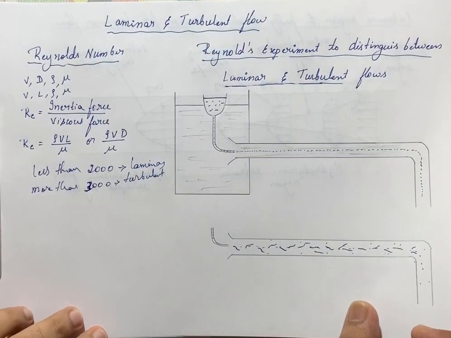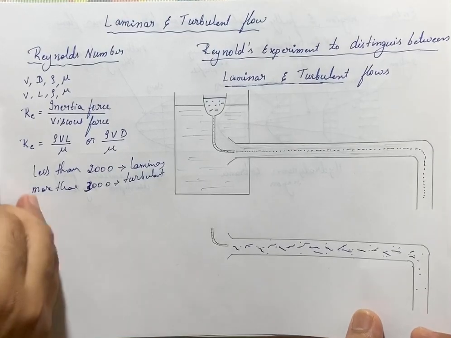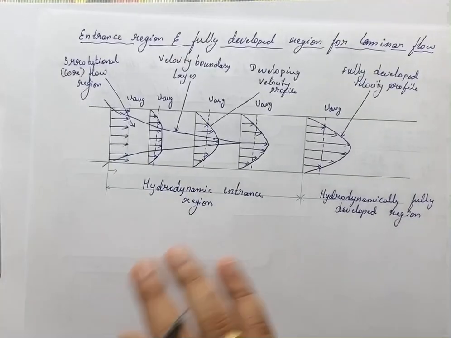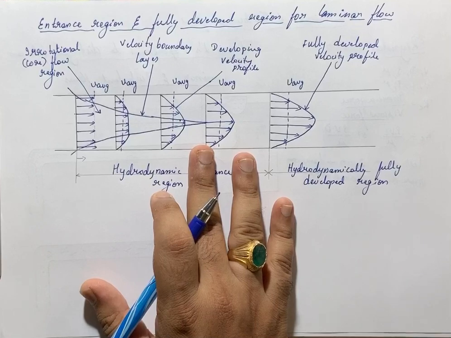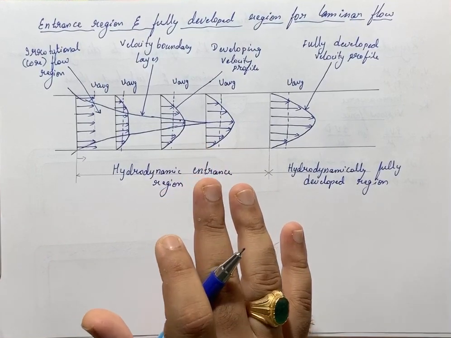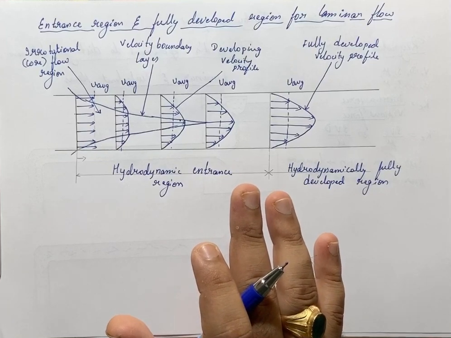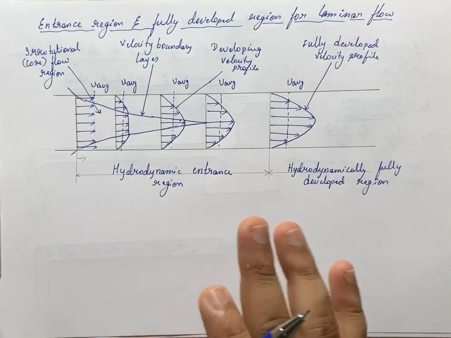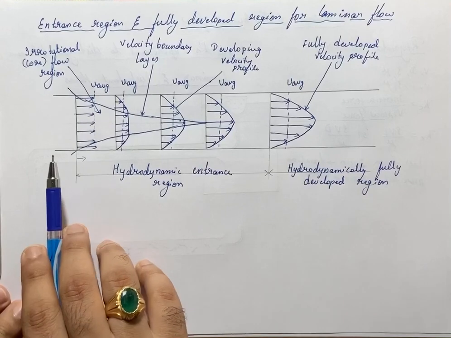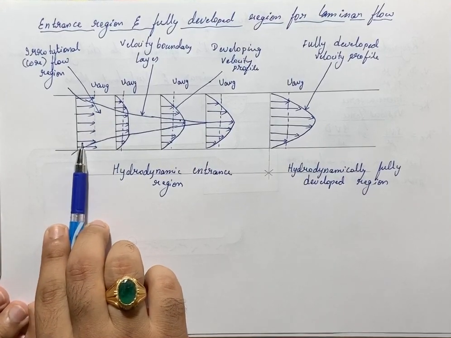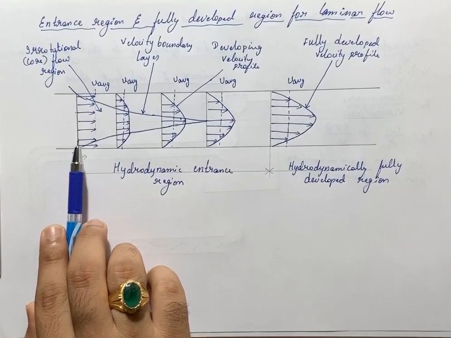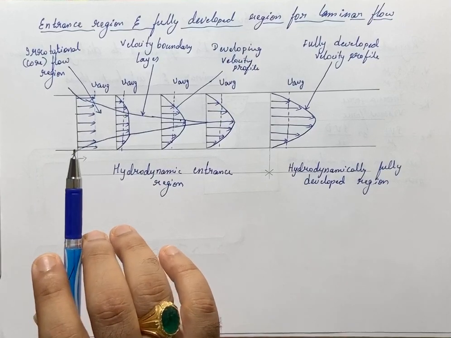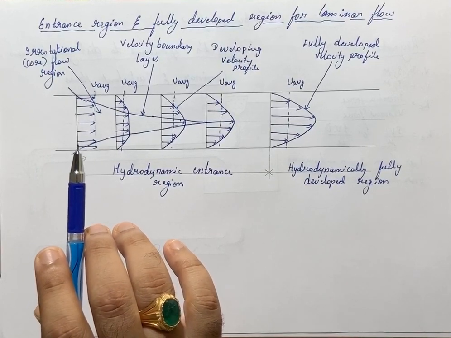Next, going to the next part, that is the entrance region and fully developed region for a laminar flow. How does the laminar flow happen in this? Now, we have considered a fluid entering a circular pipe with uniform velocity here.